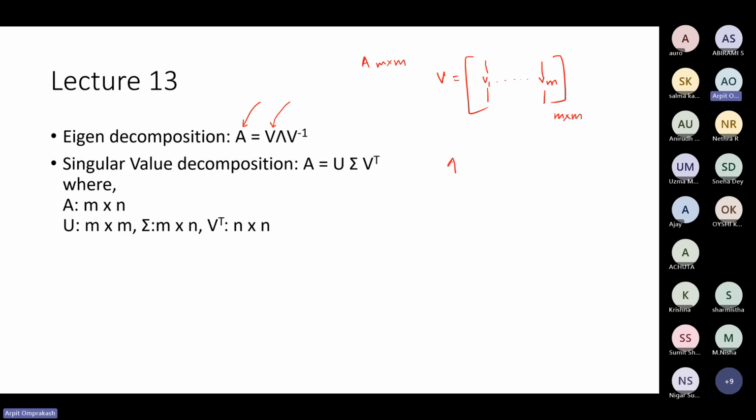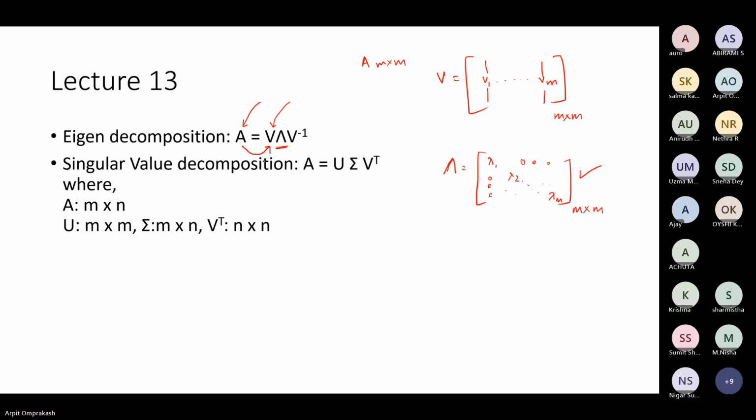Lambda here will be a diagonal matrix, where all the diagonal values are the eigenvalues. Everything else will be zero. This will also be m cross m. And V inverse is basically the inverse of V. So why do we do this? When we use matrices to carry out operations in programming, it's much easier to carry out these operations on a computer if you have a diagonal matrix. For operations like finding the square of a matrix, multiplying matrices, or finding the cube, it's much faster with diagonal matrices. That's why we decompose a matrix into this form, so that we have a diagonal matrix in the middle and the computations are faster.